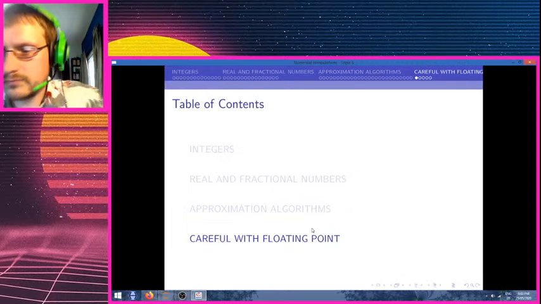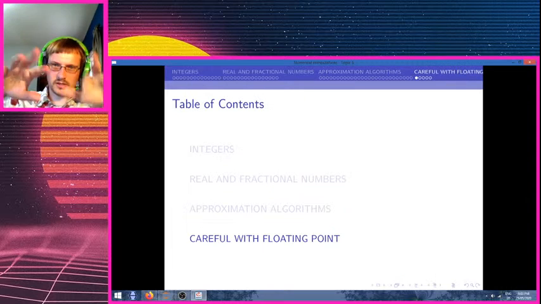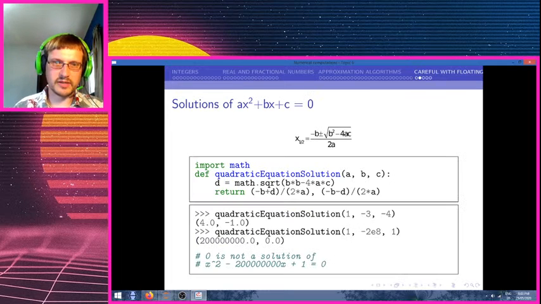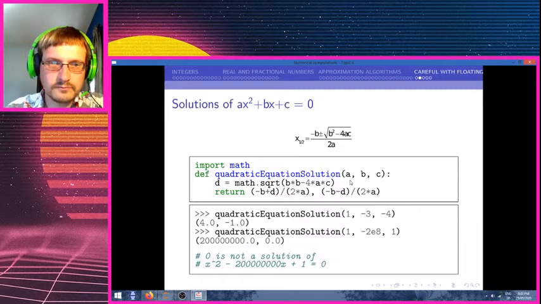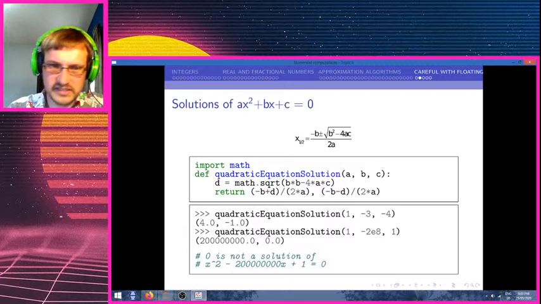So, now for some cautionary tales about floating point numbers. Let us consider the quadratic equation, as listed above.